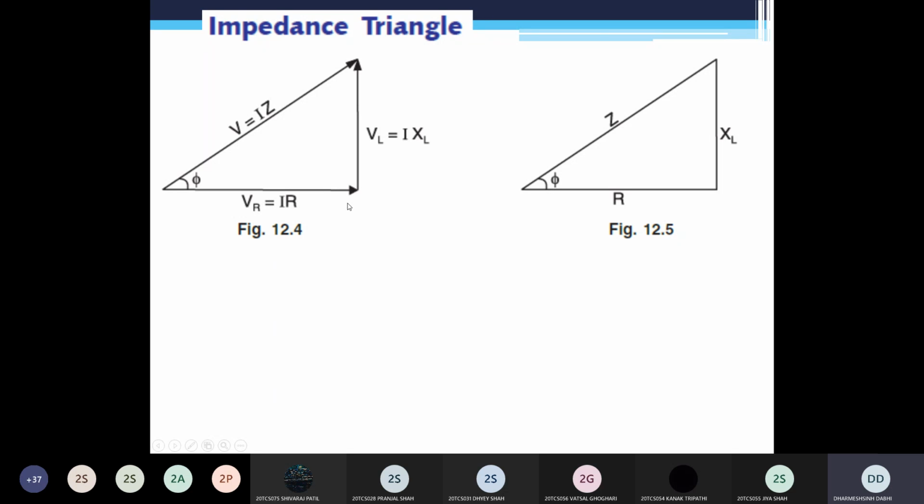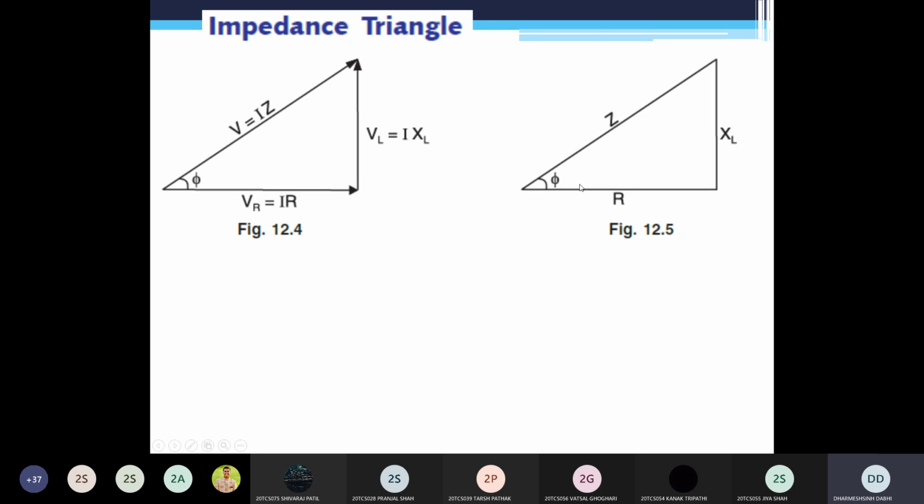So there is no phase difference between voltage and current in a resistance. Clear? Now the voltage across the inductance and the current have a 90-degree phase difference. So on the x-axis we have the current vector, and exactly on the y-axis, at 90 degrees, we have the vector of voltage across the inductance. This is VL, which is equal to I into XL. By vector summation of VR and VL, you get the total supply voltage, which is I into Z. If you see this vector diagram, there is one common quantity, that is I. I is common in all these vectors.